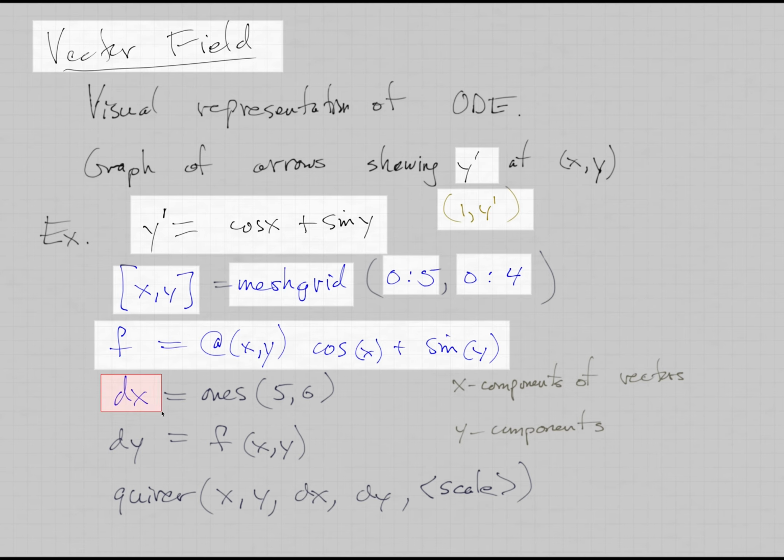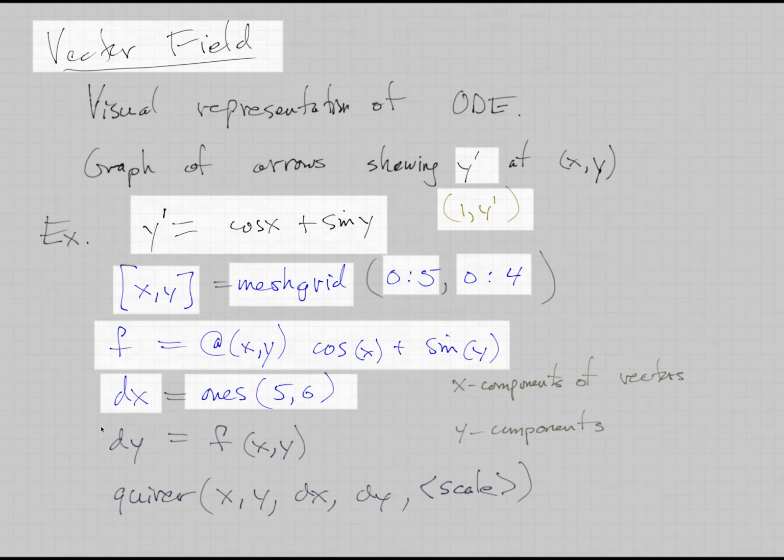Now, dx is going to represent the matrix of the x components of all the vectors in the vector field. That's easy because, as I said here, when we represent the slope, we represent it by a vector whose x component is always 1. So that's not going to be a problem. We just let dx be a matrix of 1s. Remember, this is a 5x6 matrix, just like x and y are: 5 rows, 6 columns, and it's all 1s.